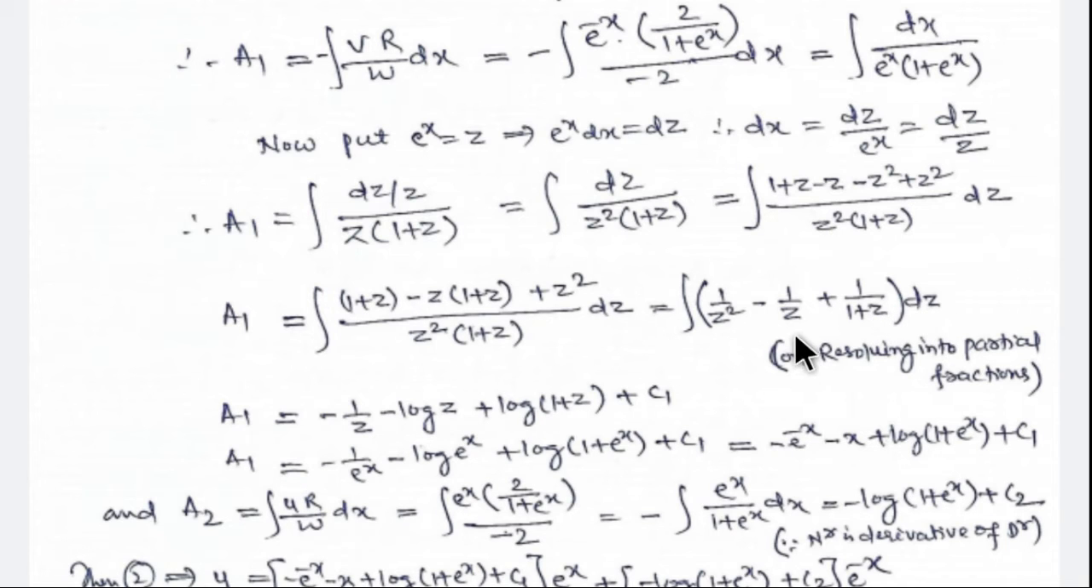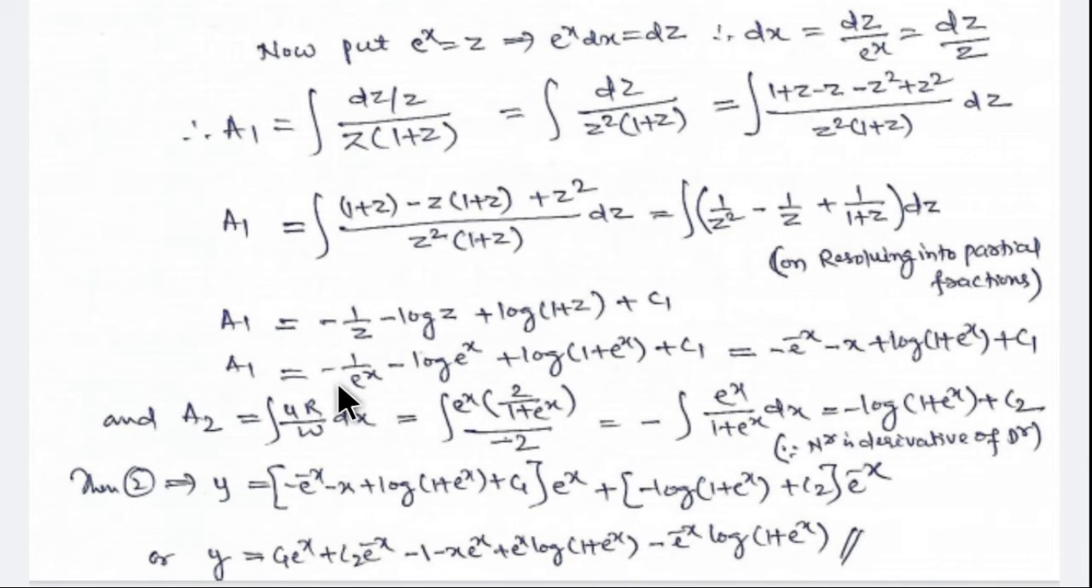You could also do this by resolving into partial fractions, but here we have used another method, adding and subtracting z and z square. So this can be resolved into partial fractions. Now these are all easy to integrate. a1 is equal to: the integration of 1 by z square is minus 1 by z, then minus the integration of 1 by z is log z, plus the integration of 1 by 1 plus z is also log of 1 plus z, plus c1.